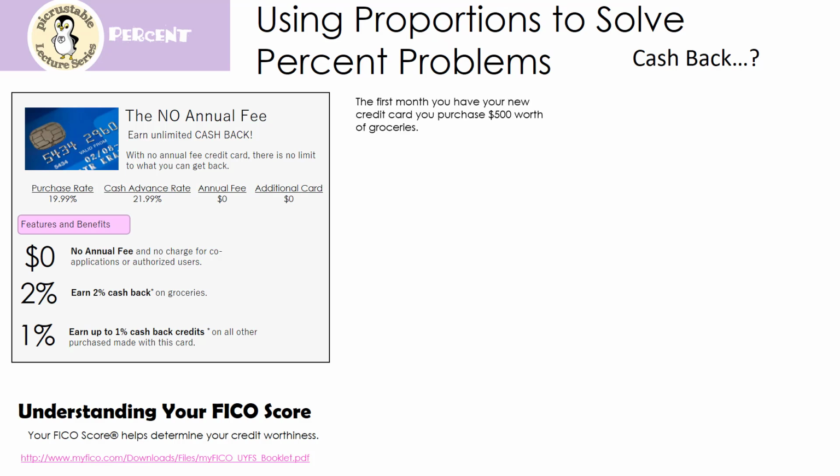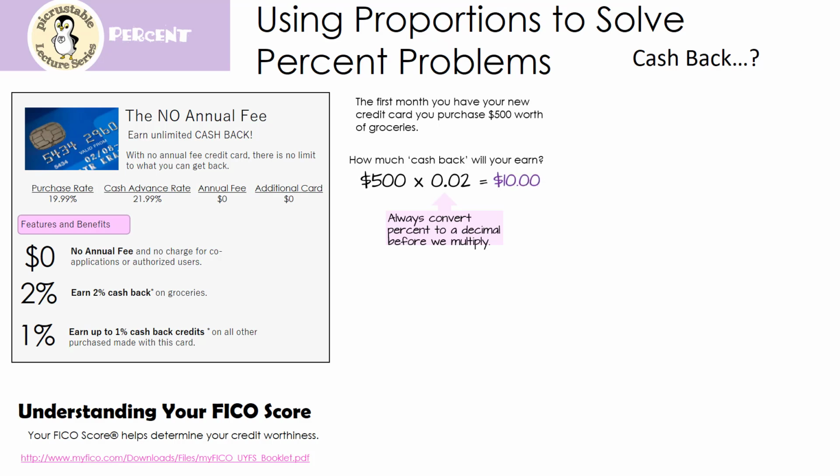Let's say the first month you have your new credit card and you purchase $500 worth of groceries. We're going to take the $500 times the 2%. Remember, we always convert percent to a decimal before we multiply. What do we get? 10 bucks. That's not bad. How much is your interest payment?